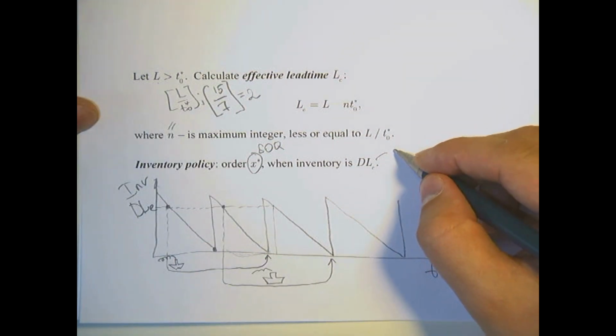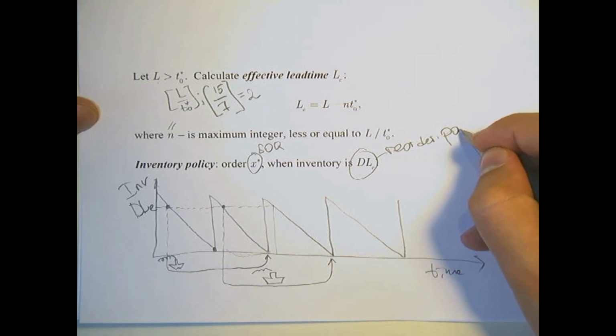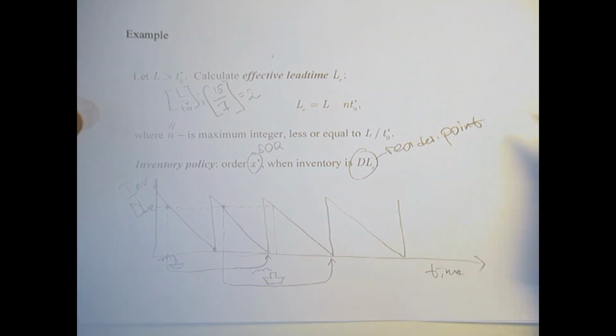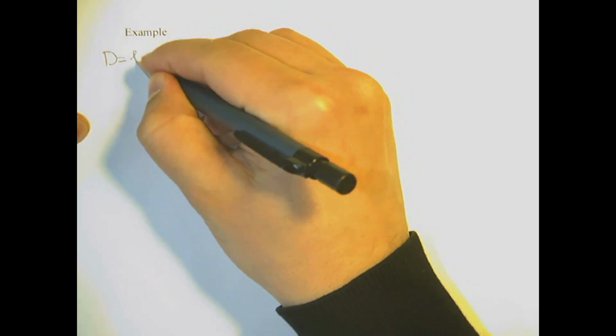So, and now it is the reorder point. Let's consider an example. Here we assume that demand rate is 100 lamps per day. We consider a hostel, and we manage the stock of electric lamps.